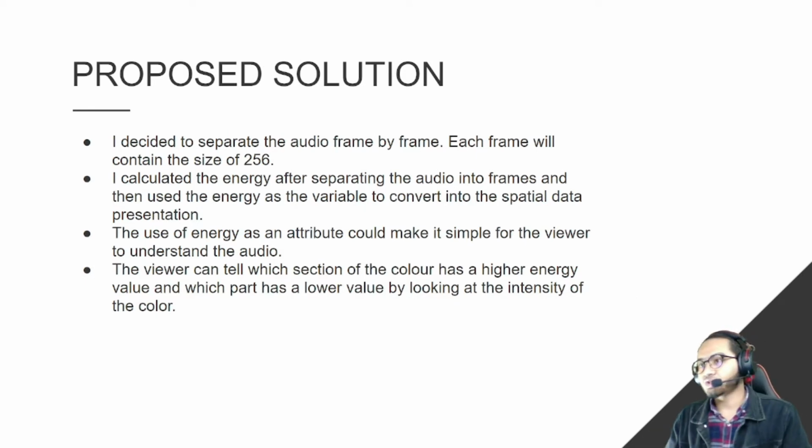For my proposed solution, I decided to separate the audio frame by frame. Each frame will contain a size of 256. I calculate the energy after separating the audio into frames and then use the energy as the variable to convert into a spatial data presentation. The use of energy as an attribute could make it simple for the viewer to understand the audio. The viewer can tell which section of the color has a higher energy value and which part has a lower value by looking at the intensity of the color.